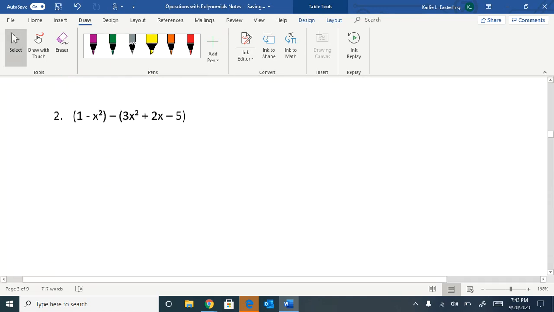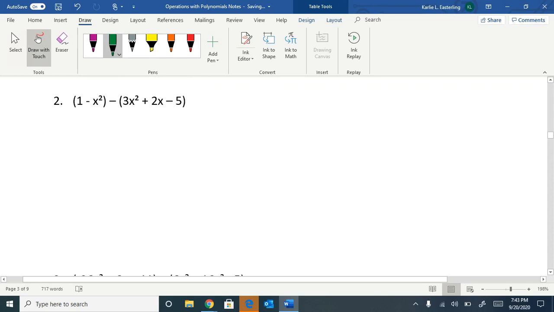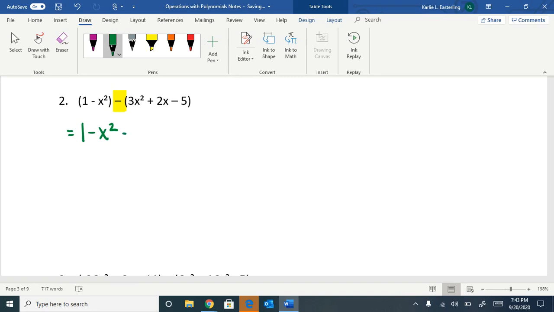Whenever we come down here and look at number 2, this is where things get a little interesting because of this minus sign, because we have to distribute it into everything that's inside those parentheses. So the first parentheses, I'm going to copy it just like I see it. And then for these, I'm going to change our signs because we're multiplying by a negative 1. So we're looking at negative 3x squared minus 2x plus 5.